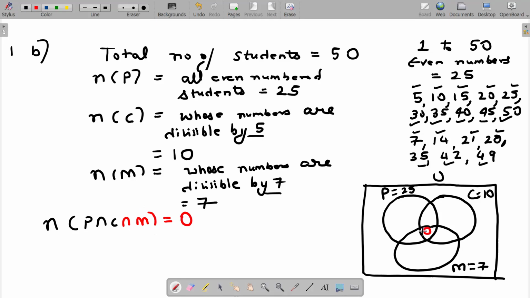Because you can see that there is no number which is an even number also and divisible by 5 and 7 both. That means the intersection of all these three, N of P intersection C intersection M, would mean all those numbers which are even and divisible by 5 and 7. There is no even number divisible by 5 and 7.